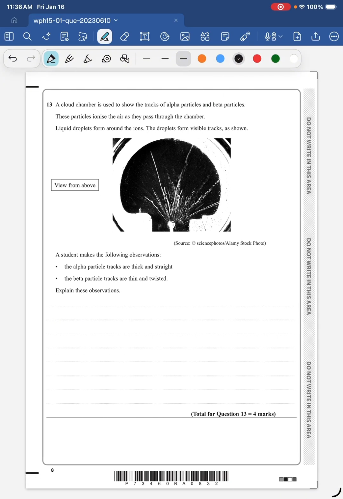A cloud chamber is used to show the tracks of alpha particles and beta particles. These particles ionize the air as they pass through the chamber. Liquid droplets form around the ions. The droplets form visible tracks as shown. A student makes the following observations. The alpha particle tracks are thick and straight. The beta particle tracks are thin and twisted. Explain these observations.